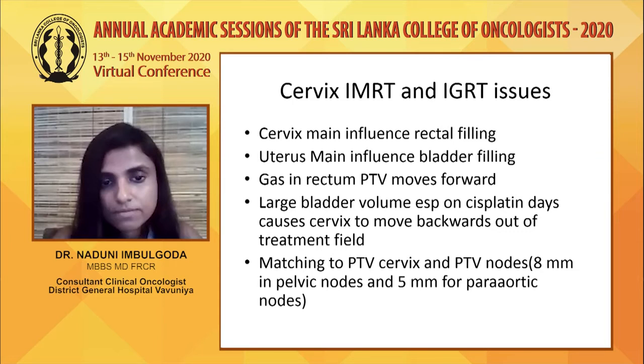And also on cisplatin days, where we give a lot of IV fluids, there can be a very large bladder, and this can cause the cervix to move backwards and out of the treatment field, so we have to keep that in mind on cisplatin days. Also, matching the PTV cervix and PTV nodes is an issue, because we need to match it to the cervix, but nodes need about an 8 mm margin to prevent them from moving out.